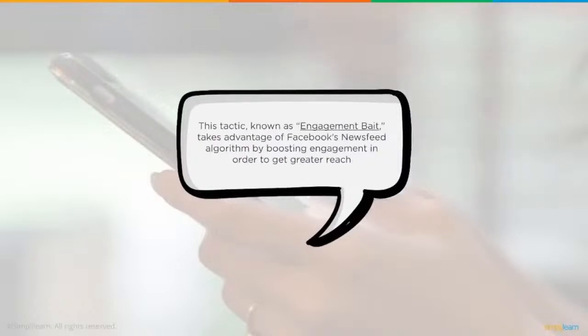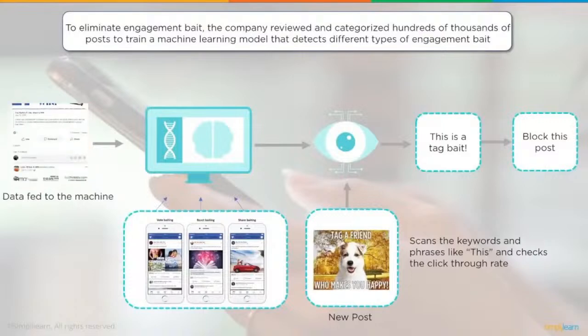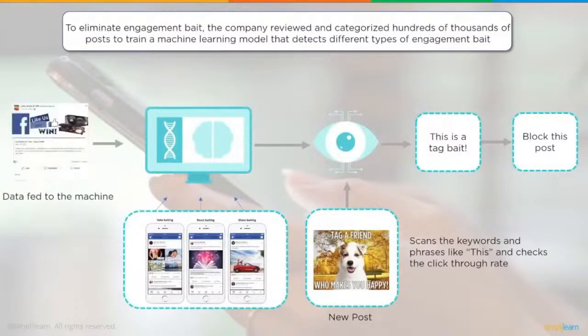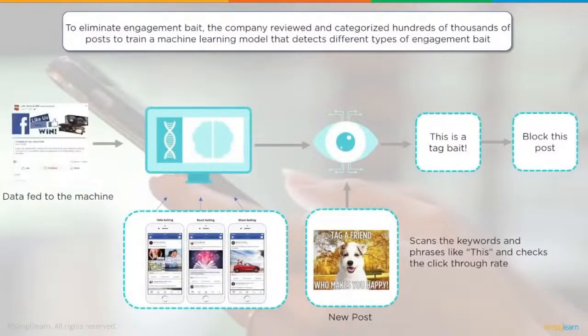So this tactic, known as engagement bait, takes advantage of Facebook's newsfeed algorithm by choosing engagement in order to get greater reach. To eliminate engagement bait, the company reviewed and categorized hundreds of thousands of posts to train a machine learning model that detects different types of engagement bait. So in this case we're using Facebook, but this is of course across all the different social media. They have different tools they're building, and the Facebook scroll GIF will be replaced, kind of like a virus coming in there. It notices that there's a certain setup with Facebook and it's able to replace it.